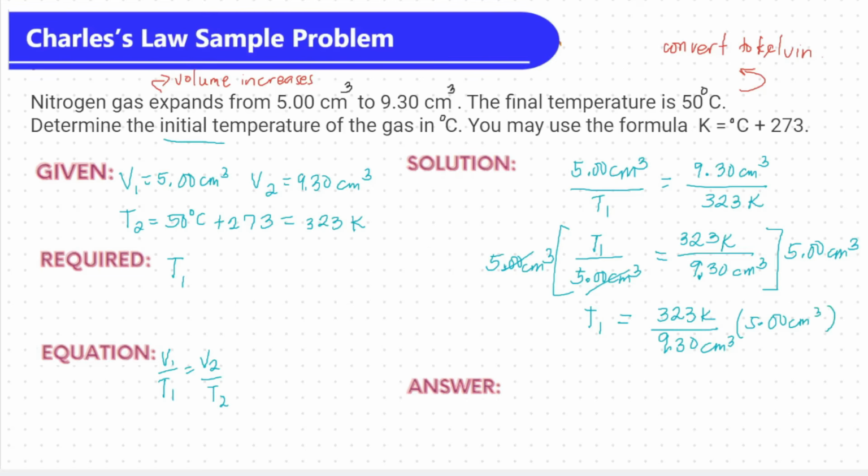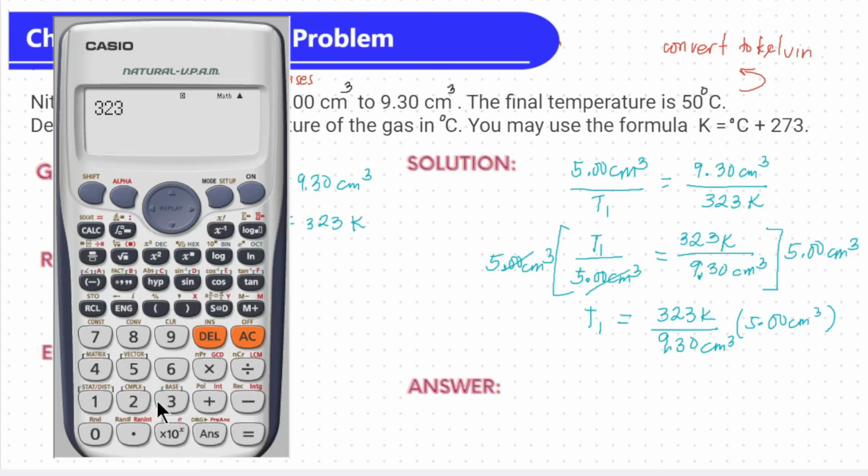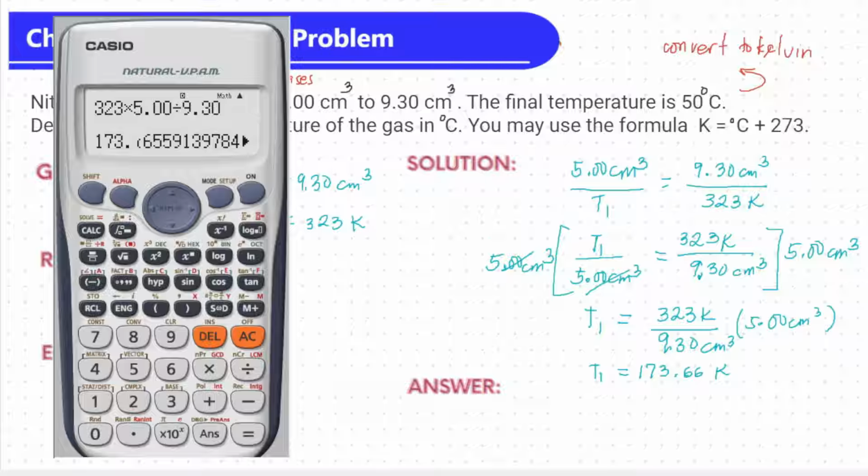Let's use our calculator to solve that. 323 Kelvin times 5.00 divided by 9.30. We will be getting 173.66 Kelvin. However, this is not yet our final answer because the problem wants us to determine the temperature in degrees Celsius. So, to get our temperature in degrees Celsius, we just need to subtract 273 from our Kelvin temperature.